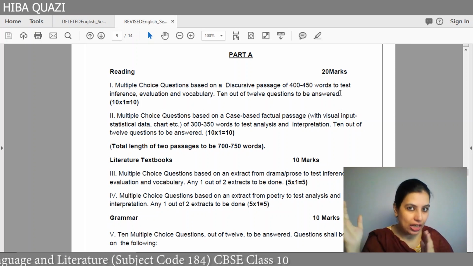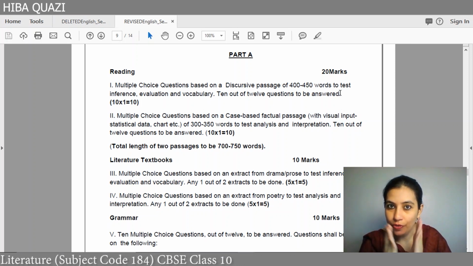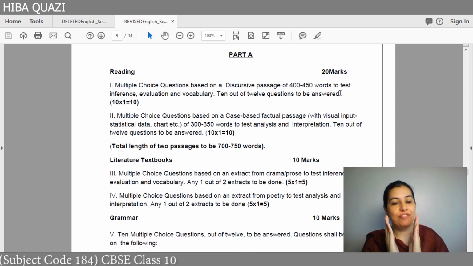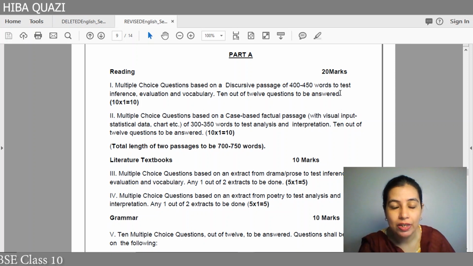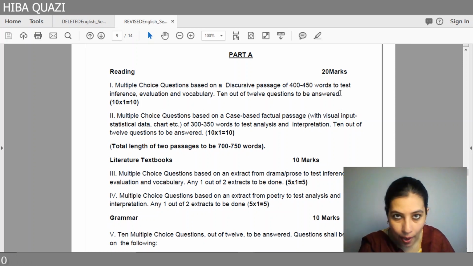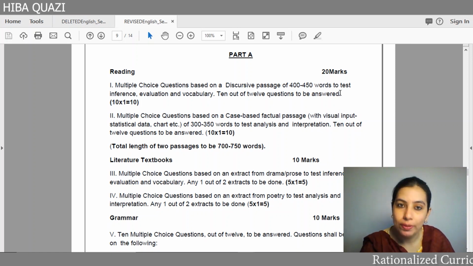So here we have narrowed down to the textbook, only one of them, which is First Flight. Any poetry extract, again 2 extracts will be given. Out of 2 you need to solve any one which you're very sure about, and it will be MCQ based questions. 5 questions carrying 1 mark each.